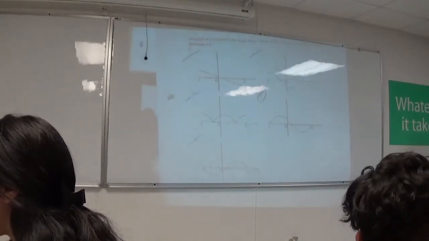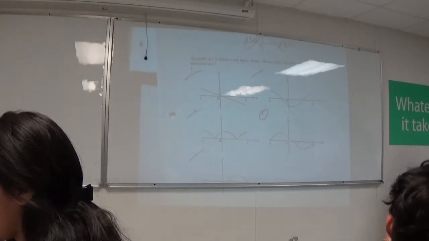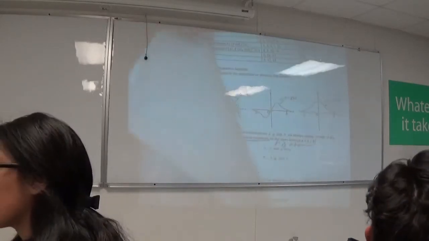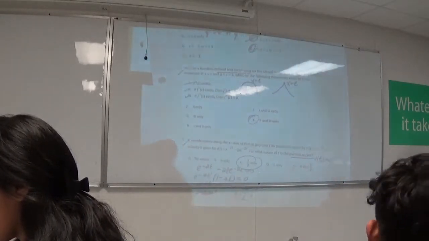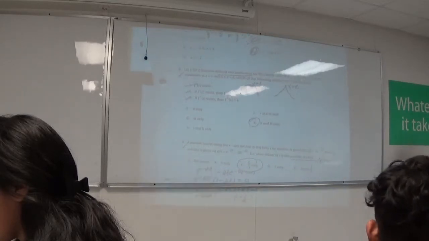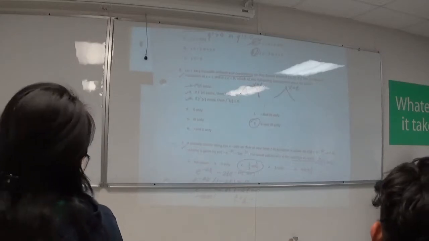Number 6 ought to be K, and this is one I would expect everybody and their mama to be able to get right. Roberto is nodding along in all the right places. Number 8 is K. F is defined and continuous on the closed interval.